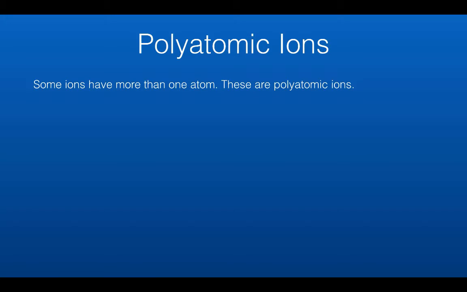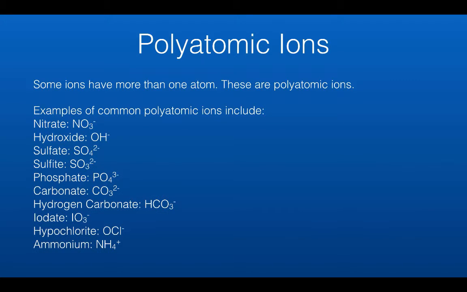Polyatomic ions. Some ions have more than one type of atom. These are polyatomic ions. Some examples include the nitrate ion, hydroxide, sulfate, phosphate, carbonate, hydrogen carbonate, iodate, hypochlorite, and ammonium.